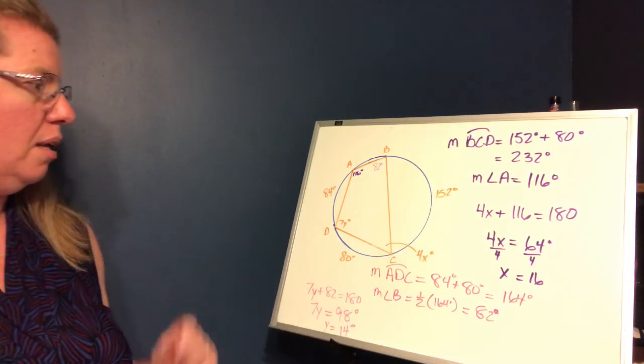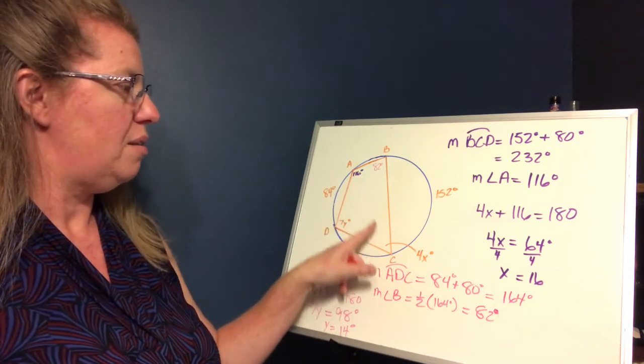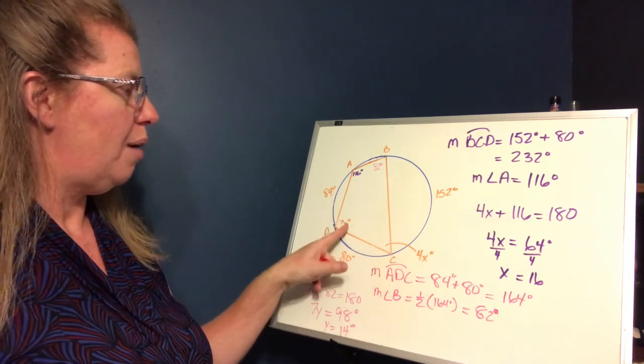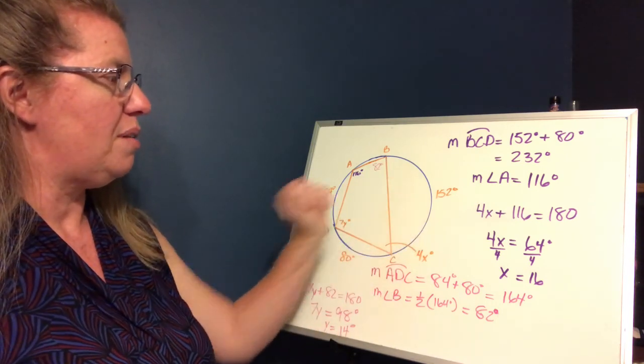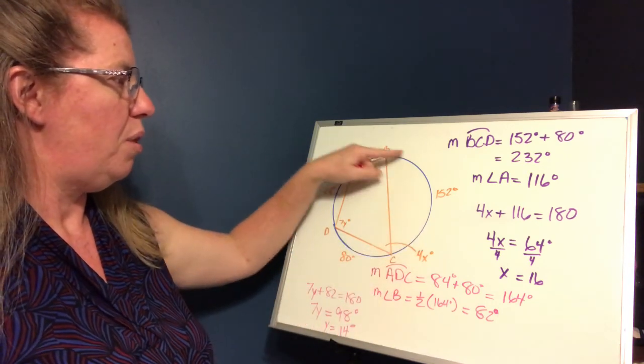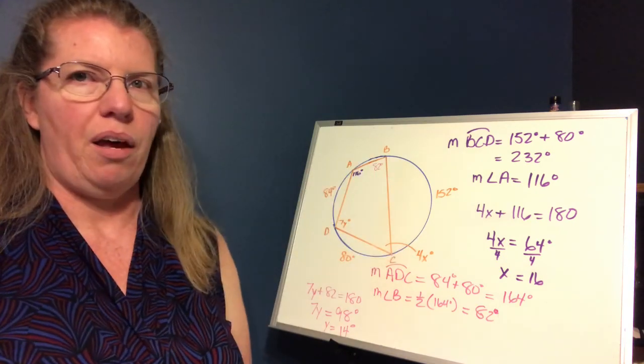We are done. So just be careful. Sometimes you have to deal with it as the quadrilateral, adding up the angles to equal 180, and sometimes you have to think of them as inscribed angles with intercepted arcs. Okay, so keep an eye out for those.